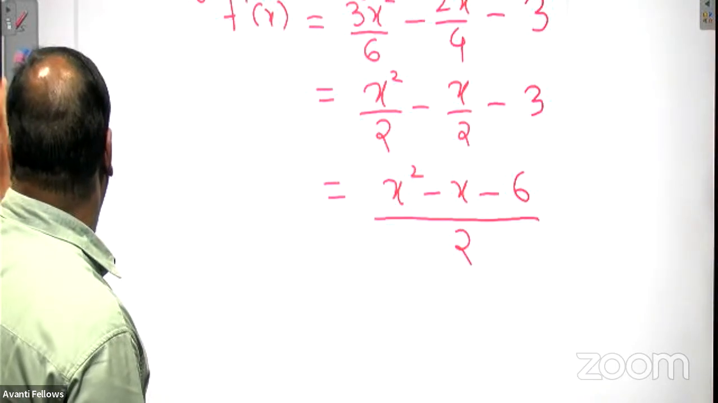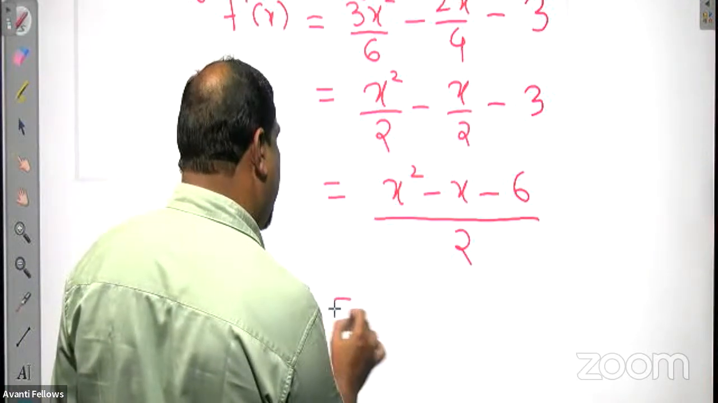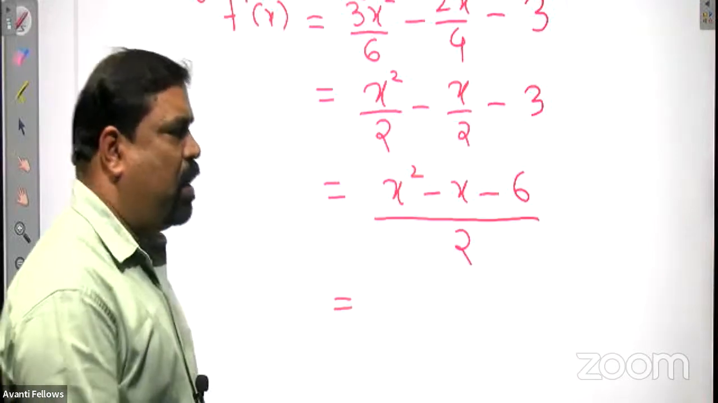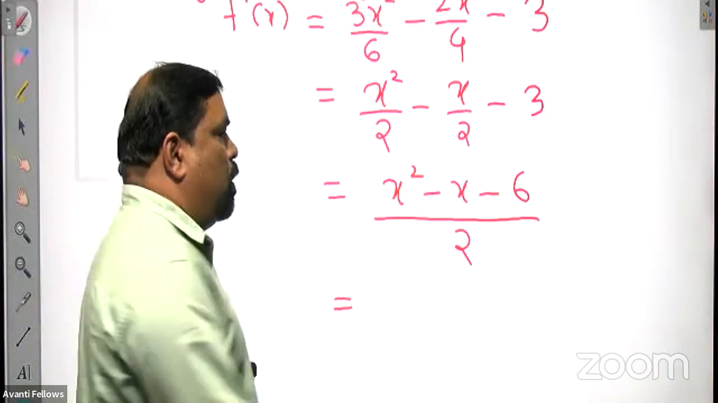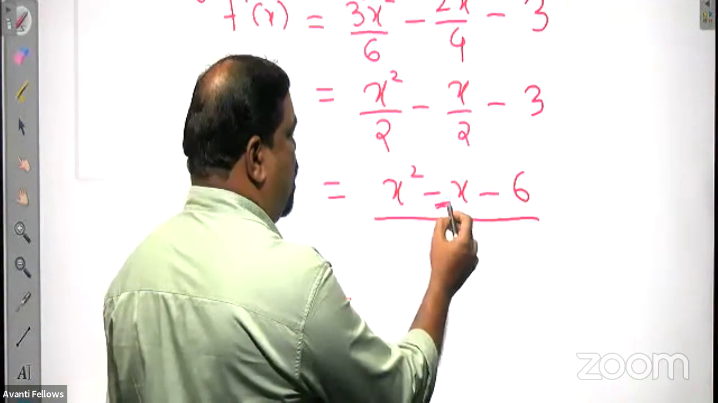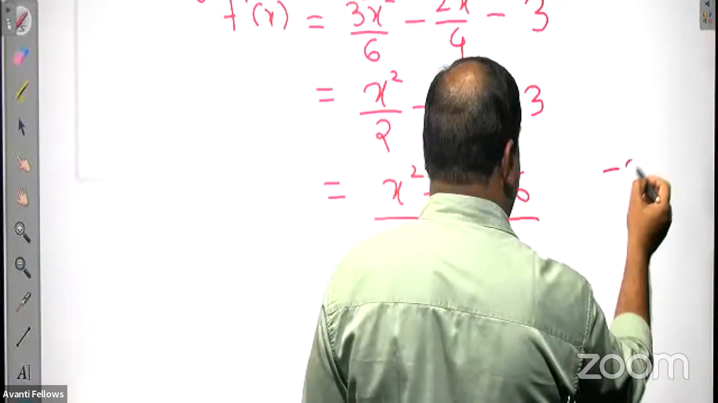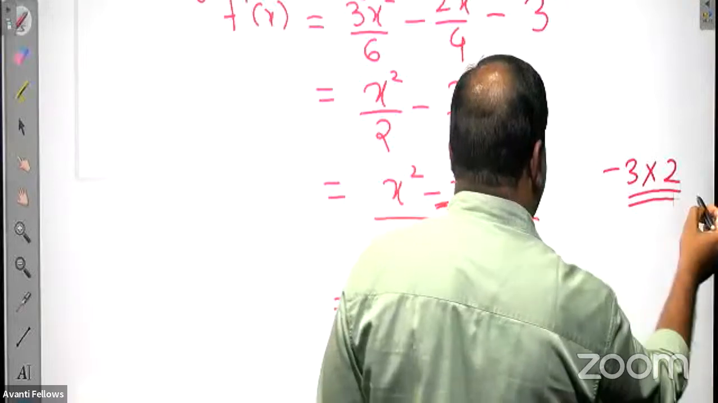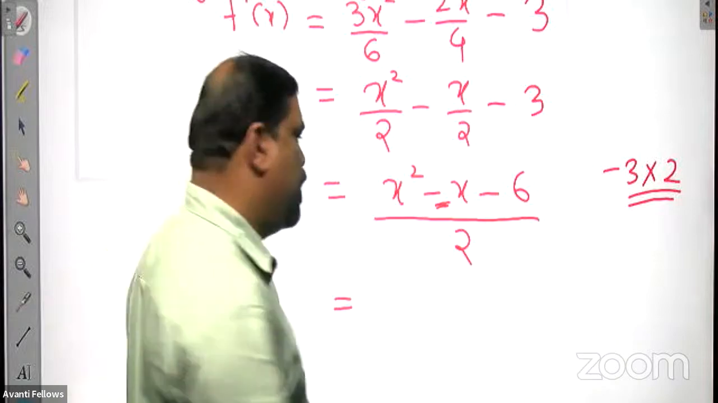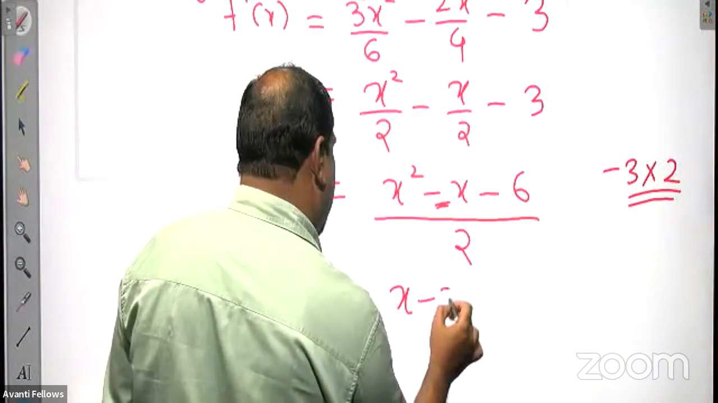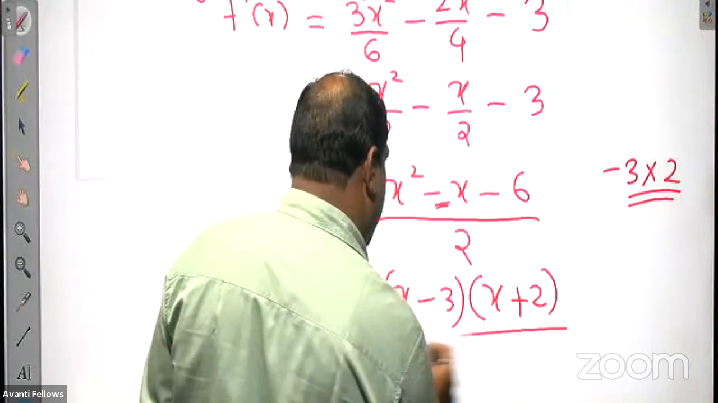To get the critical point, we need to factorize this quadratic polynomial. So how can we factorize it? Anybody can do it very easily. You know, x square minus x minus 6. The coefficient of x is -1, which means the sum must be -1 and the product must be -6. That means the two numbers, very easily we can find, are -3 and +2. -3 into 2 is -6, and -3 plus 2 is -1. So if I factorize, the factors are x minus 3 into x plus 2, all divided by 2.